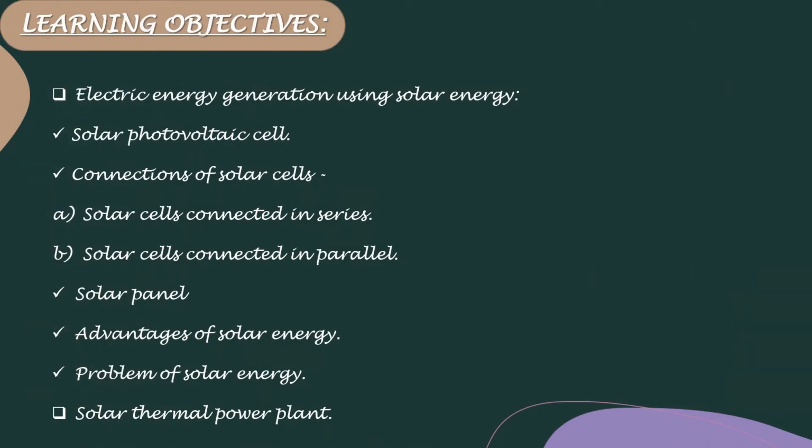Students, before beginning with the module, let us see what the learning objectives are. Today you will be learning about electric energy generation using solar energy. Under that, you will understand what a solar photovoltaic cell is, then connections of solar cells: solar cells connected in series and solar cells connected in parallel. Then you will understand the solar panel, the advantages of solar energy and problems of solar energy. Then you will understand the solar thermal power plant.